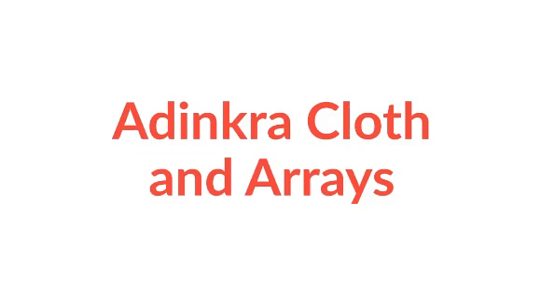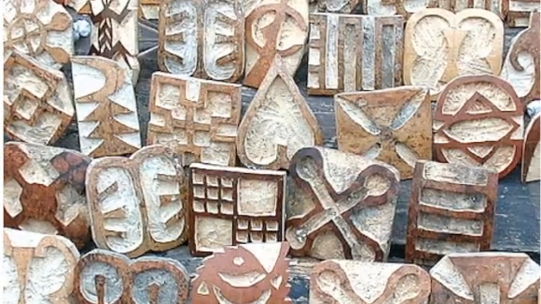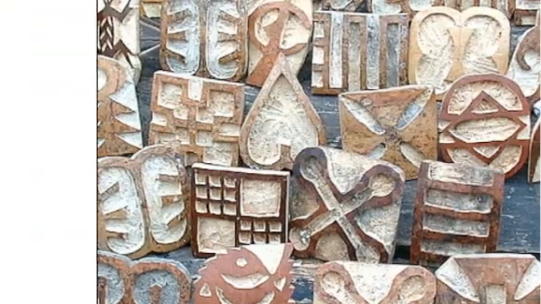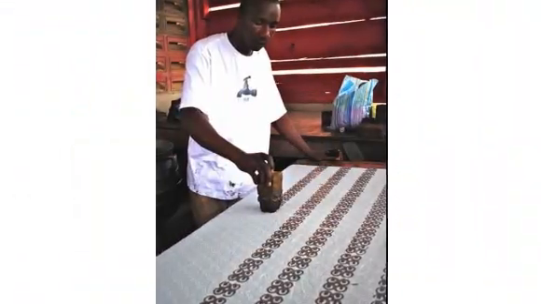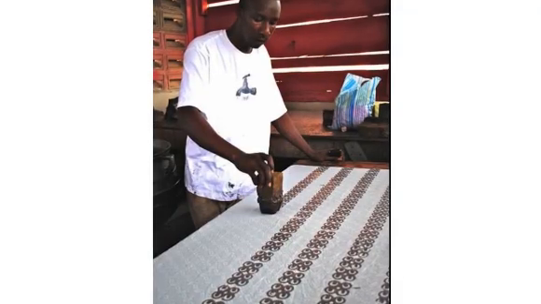Adinkra cloth and arrays. Adinkra cloth is a traditional cloth made in the country of Ghana in Africa. This cloth is covered with multiple symbols. Adinkra cloth artists create stamps by carving the symbols into pieces of gourd. Then they use a very dark ink to stamp the symbols over and over onto cloth.